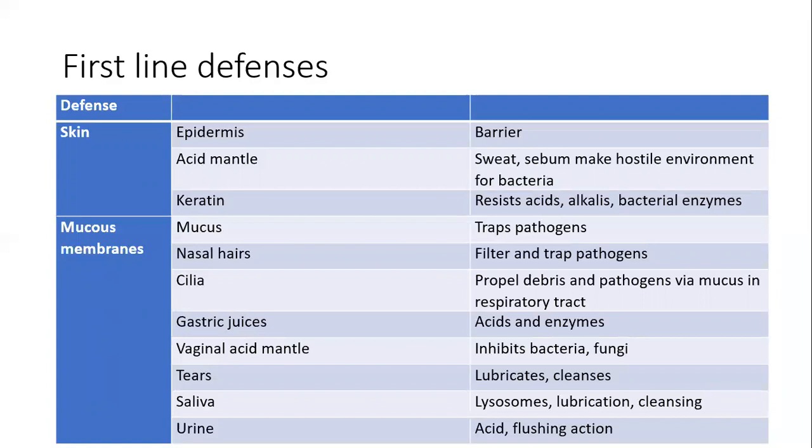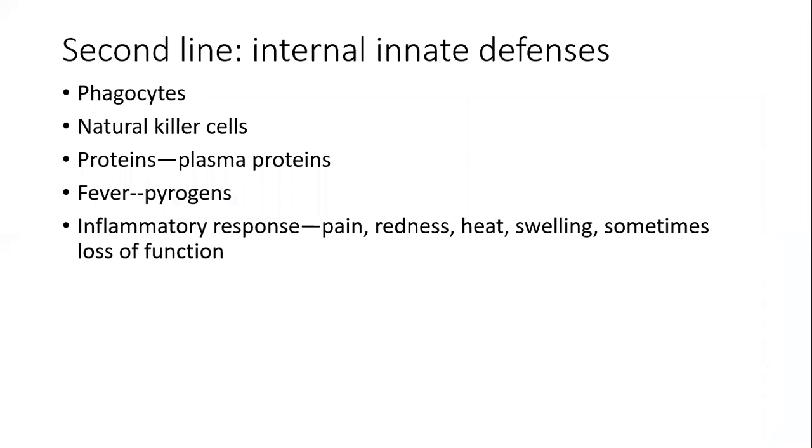Pretty sophisticated, huh? The second line is the internal innate defenses. So this has been described as a symphony of responses to an attack. I just love that idea. So the players in this second line defense are phagocytes, natural killer cells, proteins. These would be plasma proteins. Fever plays a role. Pyrogens would be included in that. And inflammatory response in general, which includes pain, redness, heat, swellings, and sometimes loss of function.